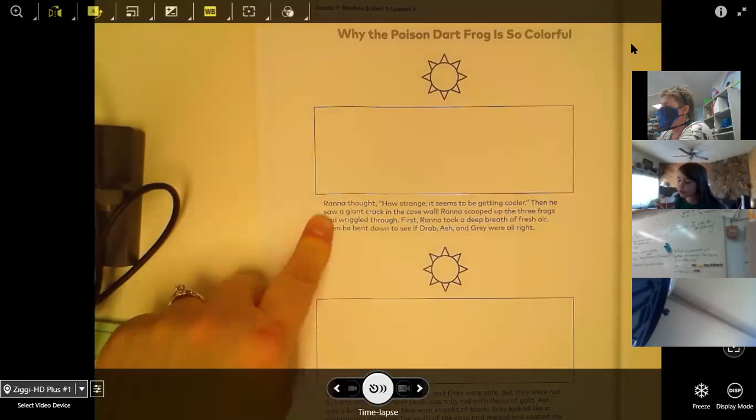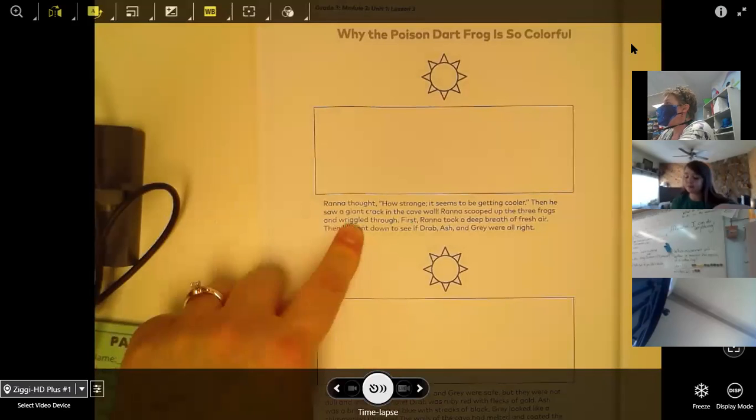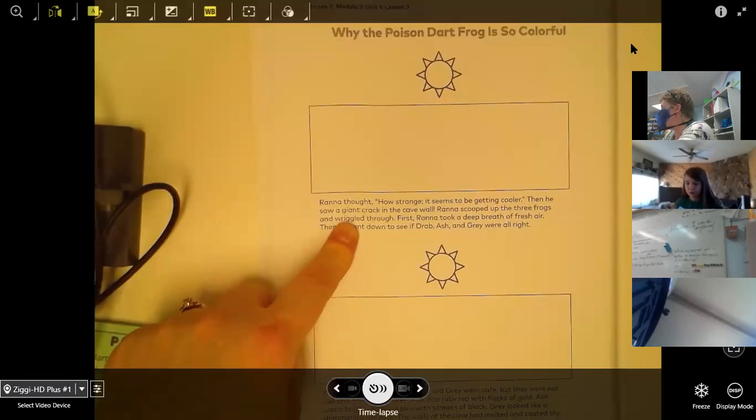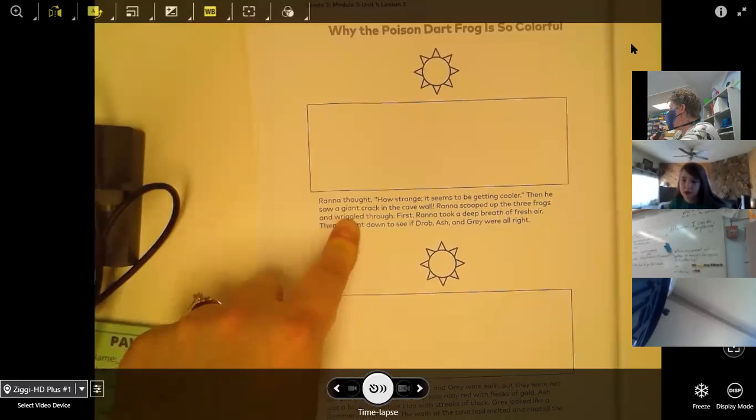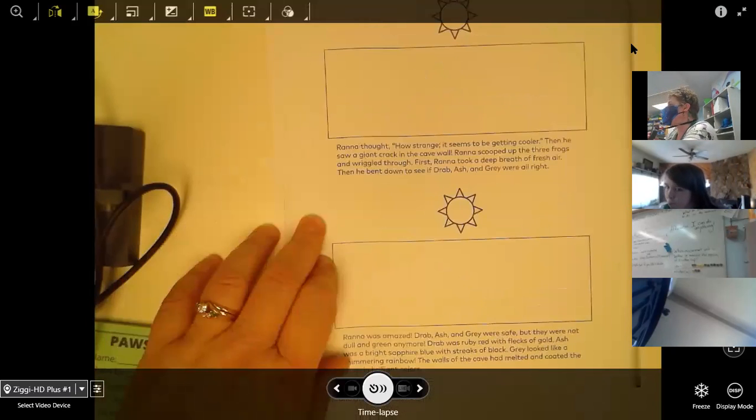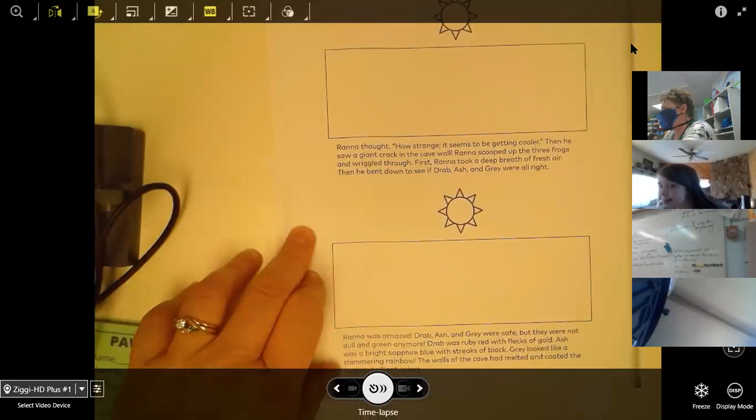And we also have some action, don't we? What happens next in our story? He's trying to solve the problem. He can't get out the entrance, so he's going back. And what does he find that he didn't see before? There was a crack in the wall. And then he gets through it and it's nice and cool, isn't it?